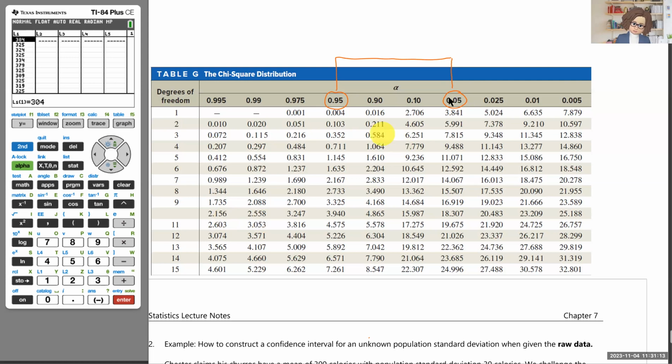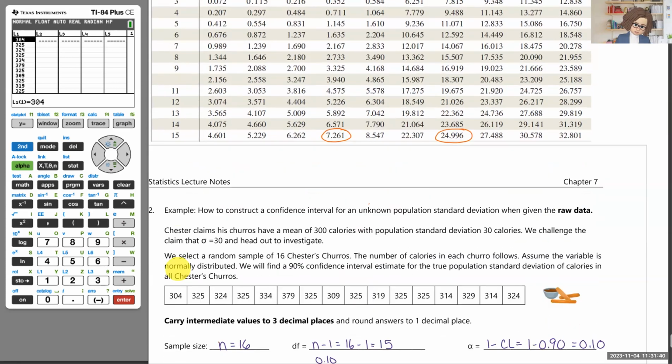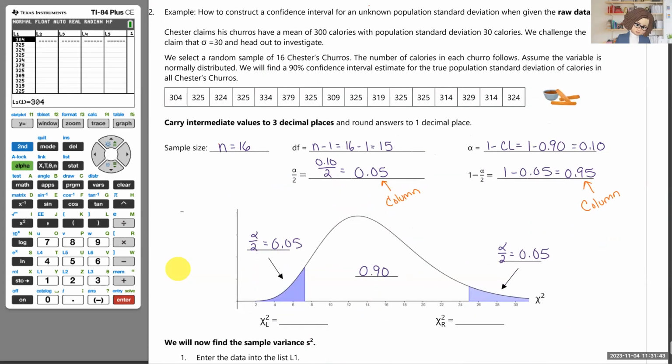And because this is on the right side of the table, this column will give you a chi-square right number, and this column will give you a chi-square left number. And we are in particular looking at 15 degrees of freedom. So chi-square left is 7.261. Chi-square right is 24.996. So this column gives you your chi-square right value, and the other will give you your chi-square left value.